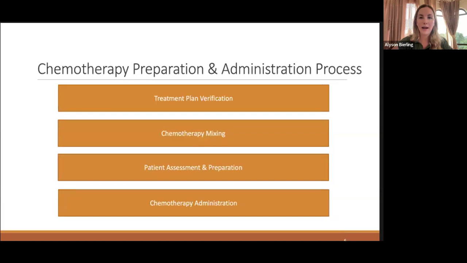So these are the broad categories of steps within the chemotherapy preparation and administration process that we'll now review. And there's some overlap to some of these categories, but you would start by verifying the treatment plan before moving on to mixing chemotherapy. And then next you would complete your patient assessment and preparation of the patient. And then finally, you would move on to chemotherapy administration.